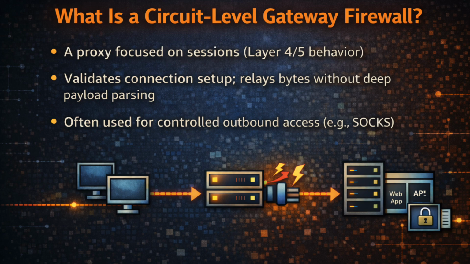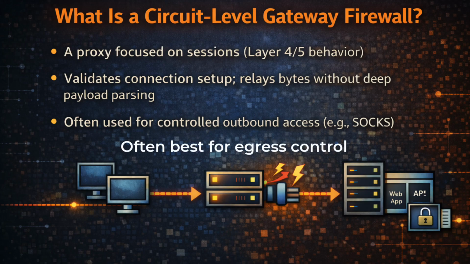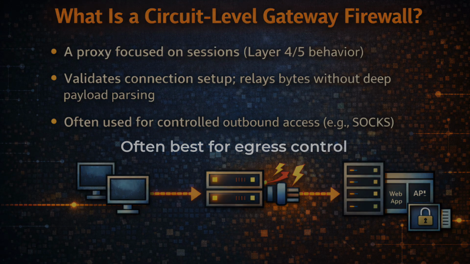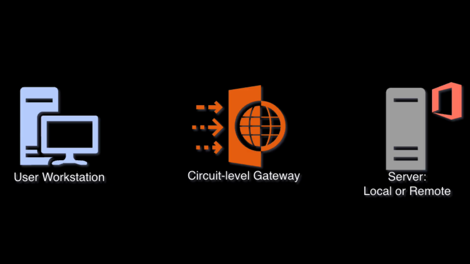Because it usually doesn't decode application data, it can be simpler and faster than an application gateway, but it also has less visibility into what's inside the traffic. A classic example is a SOCKS proxy, which lets clients request outbound connections through a controlled intermediary. In security terms, circuit-level gateways are often best for egress control, preventing internal devices from directly reaching the internet and centralizing outbound access policy.